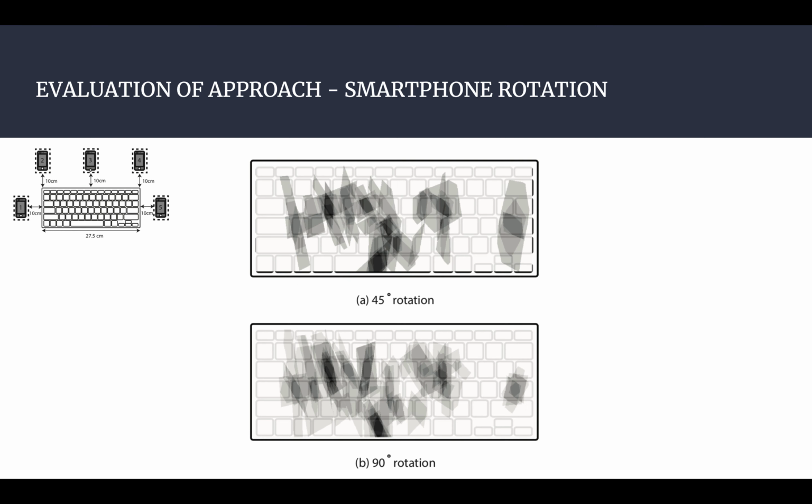They also played around with rotation. They modified the angle of smartphone 5 and rotated it 45 degrees and 90 degrees. And when they rotated the phone 90 degrees clockwise, you can see most of the intersection areas are more concentrated and therefore better than the 45-degree rotation.